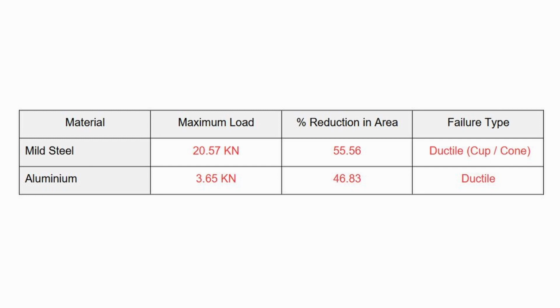The aluminium sample was able to withstand a maximum load of 3.65 kilonewtons. It had a reduction in area of 46.83%, and the failure type was also a ductile fracture.